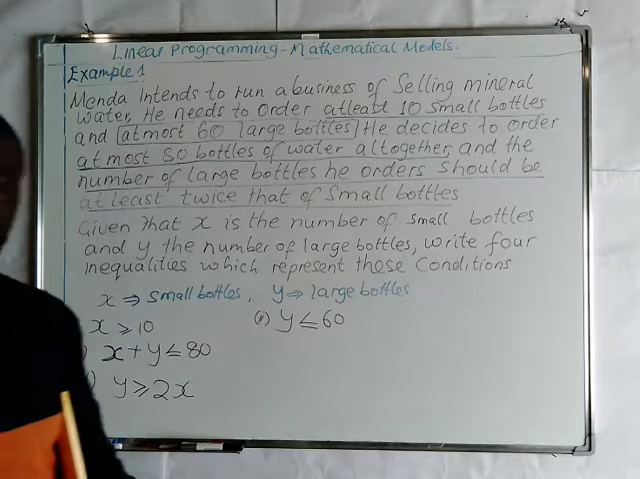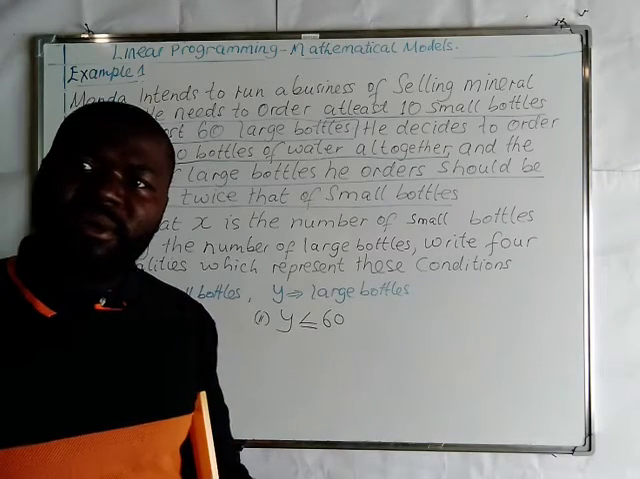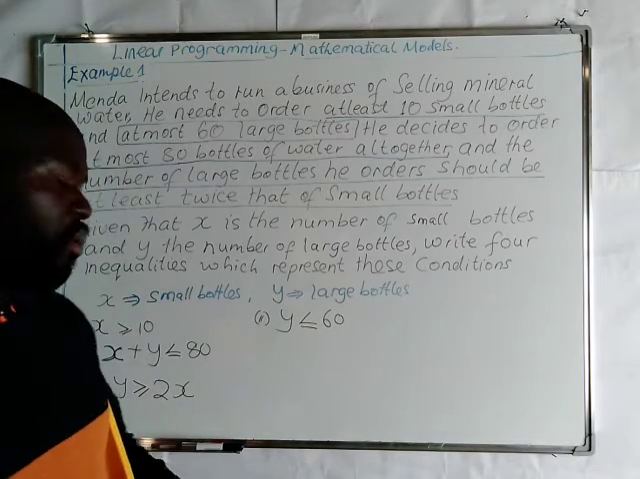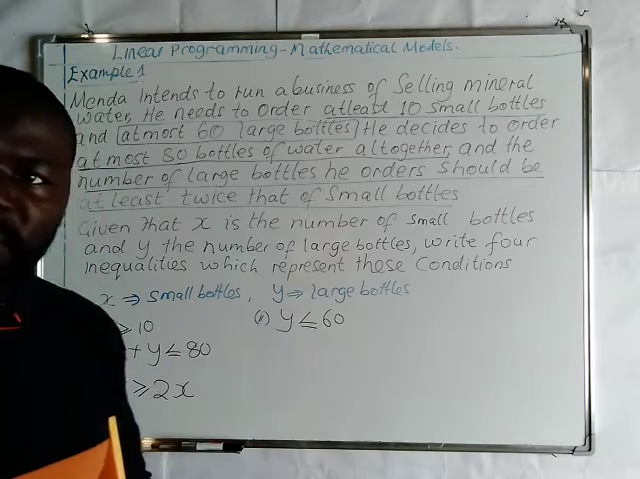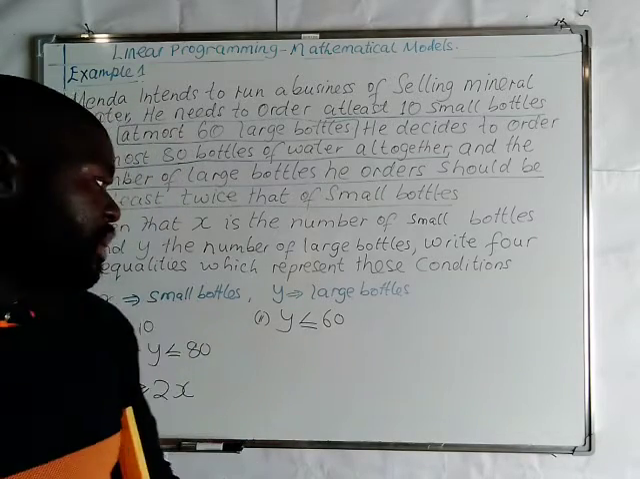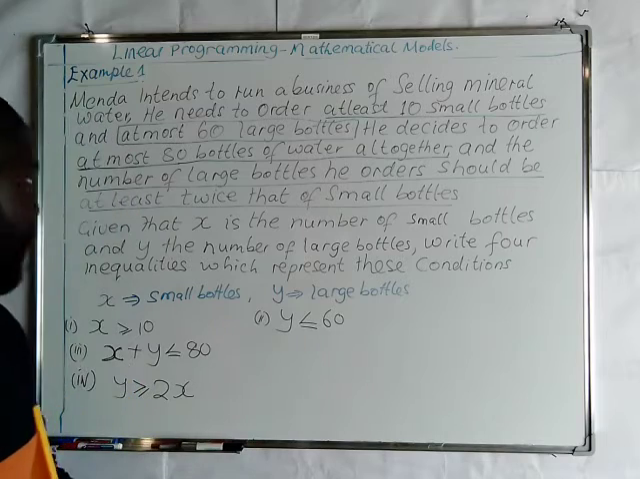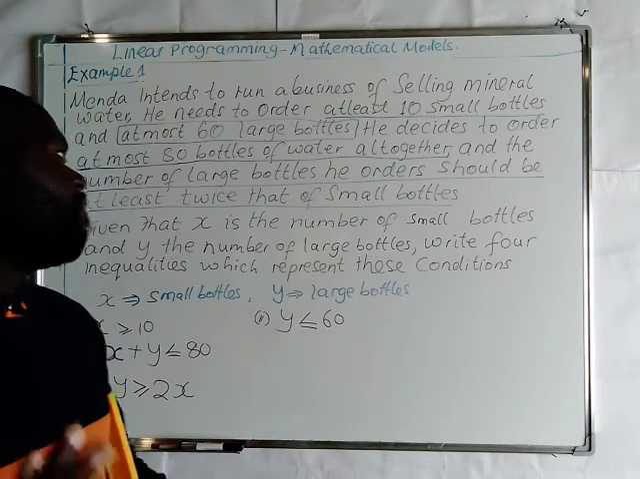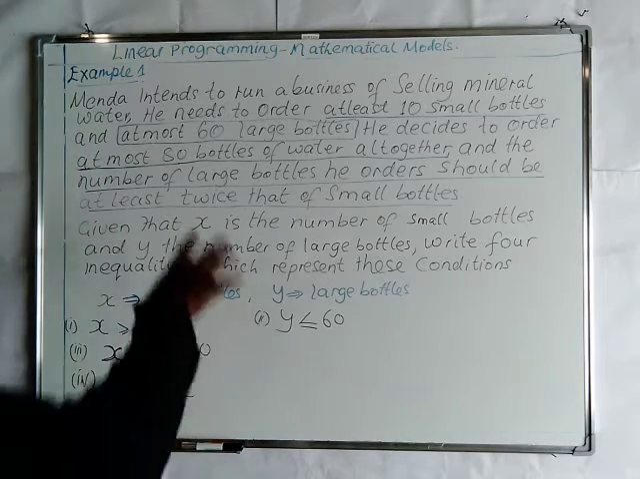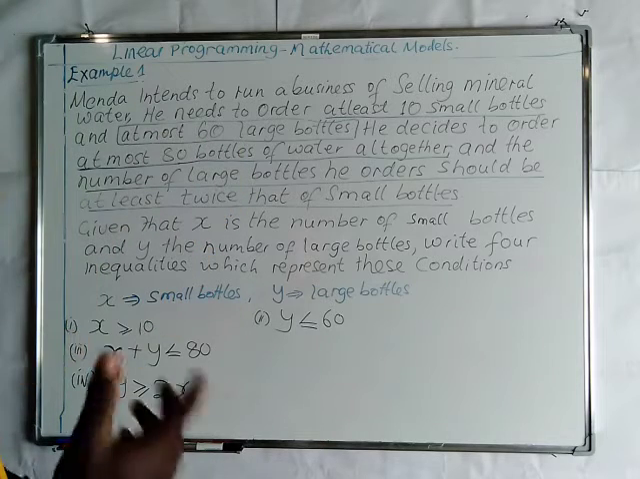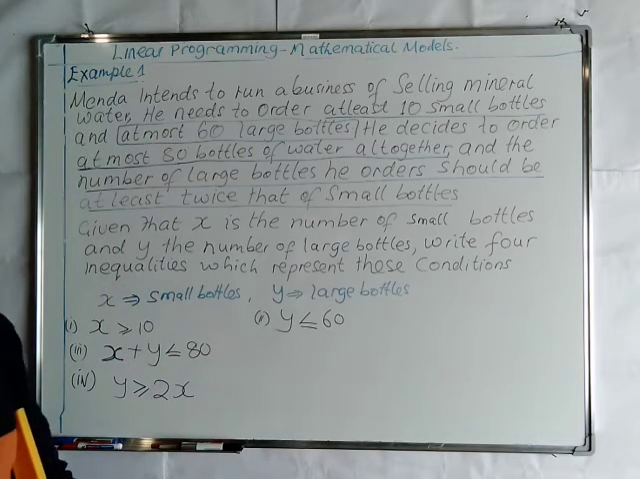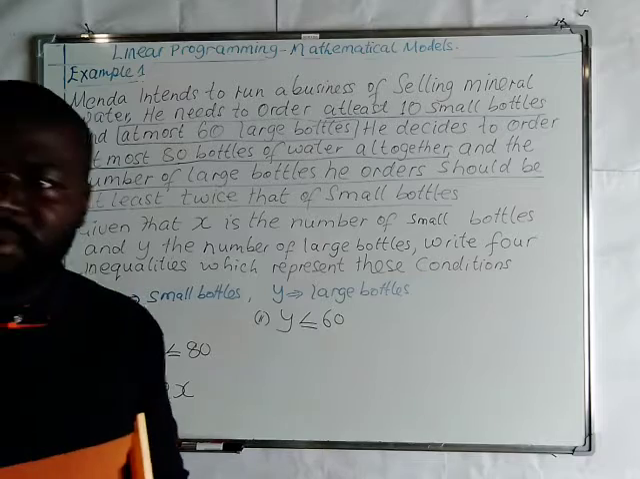So basically, these are what we call mathematical models. These inequalities that we have come up with are what we call mathematical models, which are generated from the conditions that we are given. The condition in this case was the statement about Menda intending to run a business of selling mineral water. Thank you for your attention.